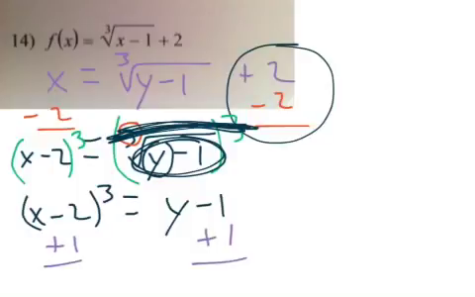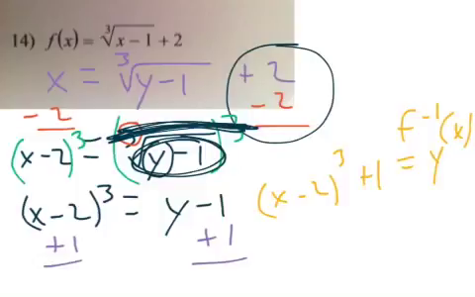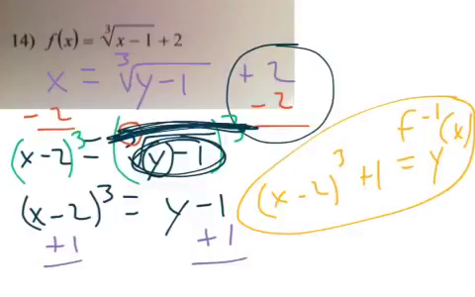And my final answer will be (x minus 2) cubed plus 1 equals y. And of course y is, in this case, f inverse of x. So pause the video and make sure that makes sense to you.